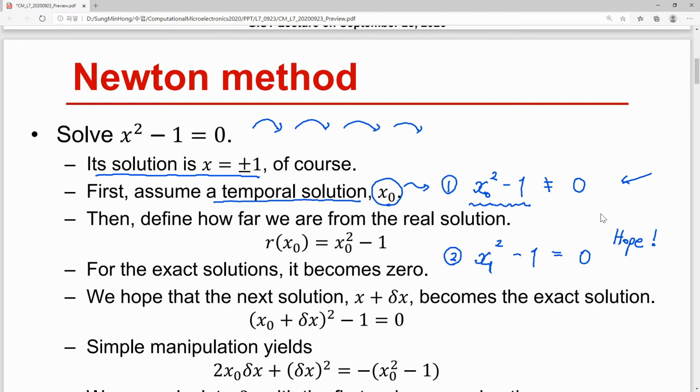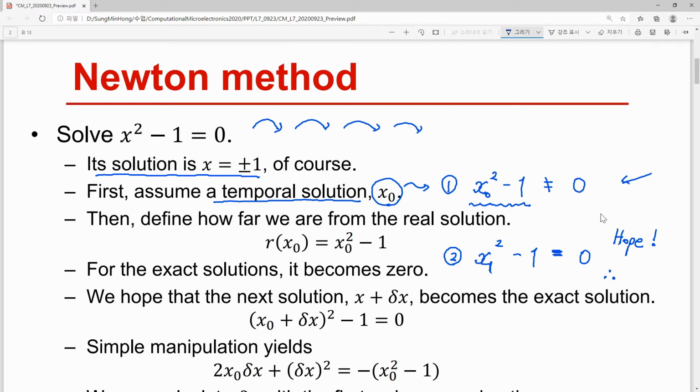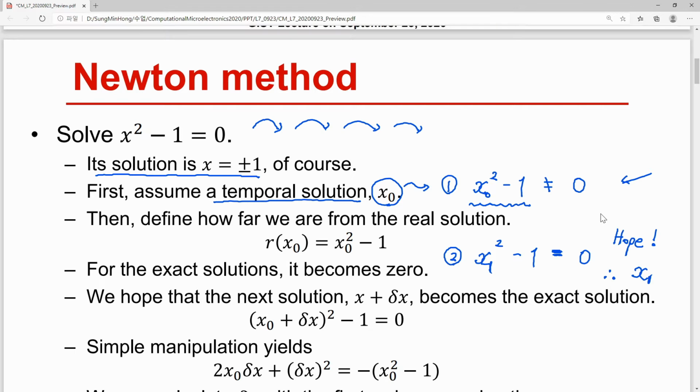Then if this is really the case, then we can stop there. Since x1 satisfies the equality, our x1 is the solution of this equation. Of course, still, there is no guarantee that this updated x1 satisfies this equality. Now say that still it is not satisfied by our x1. x1 is not the real solution.